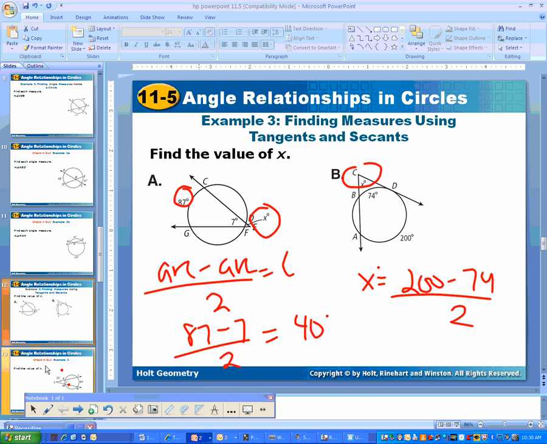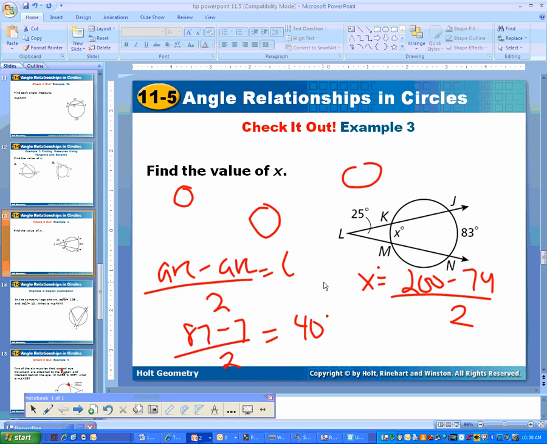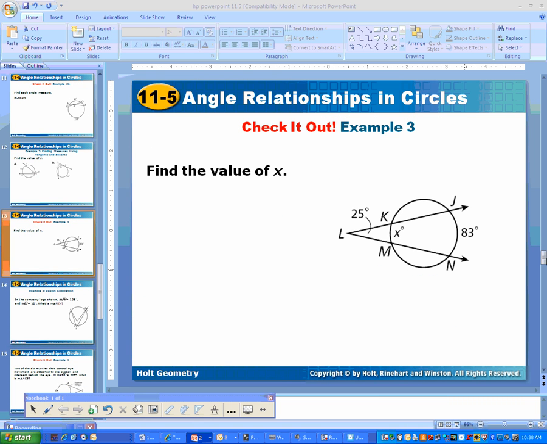So let's see if they give us an example. Yes, here's one. This one is a little bit harder because we have to work backwards, but same process. We want to find out what x is. This is outside.